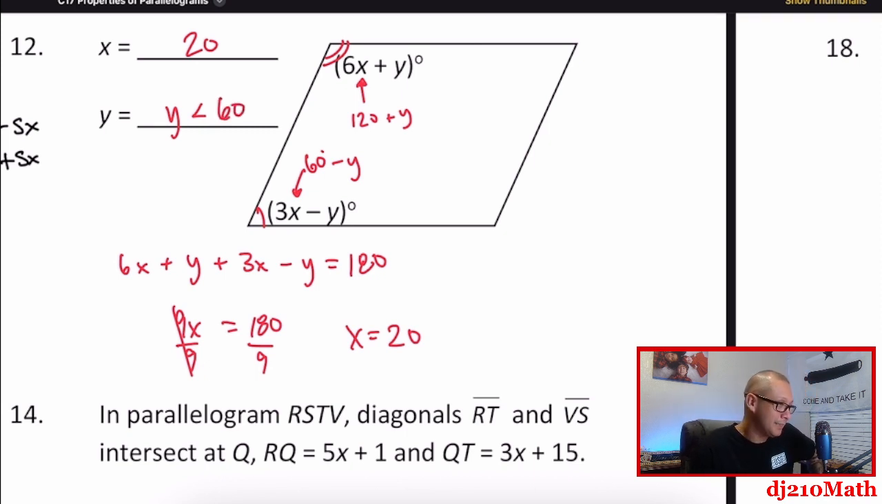It can't be 60, right? 60 minus 60 would be 0. So you can't have a 0 angle in a shape. So it has to be smaller than 60, but it needs to be bigger than 0. That's the kicker. So any number in between 0 and 60. That's kind of interesting.